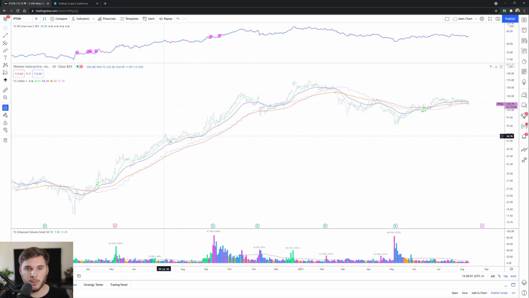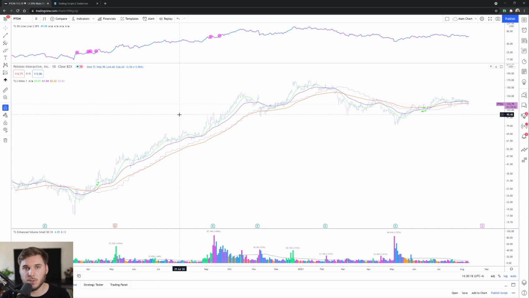Now, when a stock is pulling back into a moving average that had previously been support, you don't want to just buy blindly because it's near this particular level on the chart. What you want to do is analyze the price action. How is the stock coming back into the moving average? Is it on low volume? Is it on high volume?